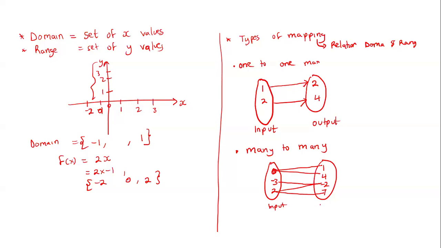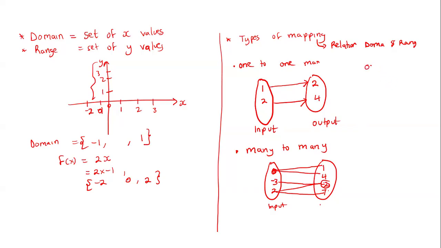that this 0 is related to 1 and 4. This 3 is related to -2. This 2 is related to -2 and 7. So you find that this -2 has two inputs, -3 and 2. So we can call this one many-to-many mapping.